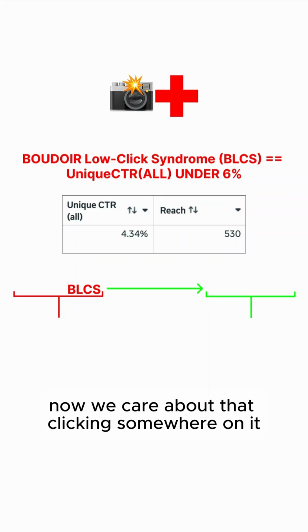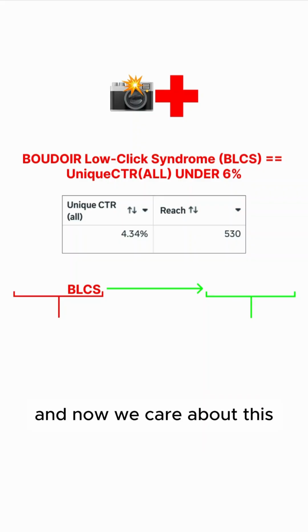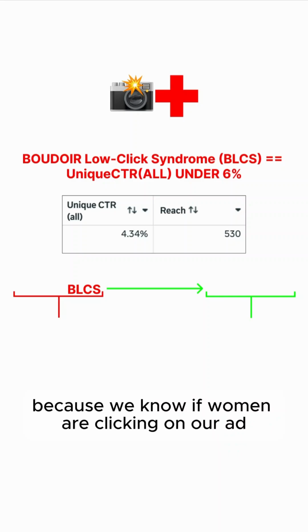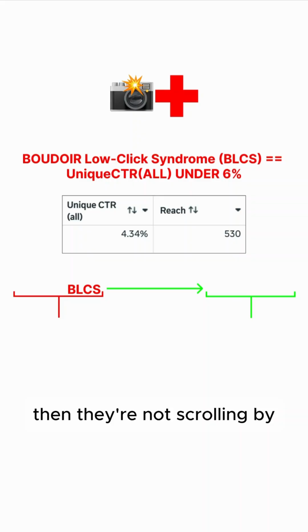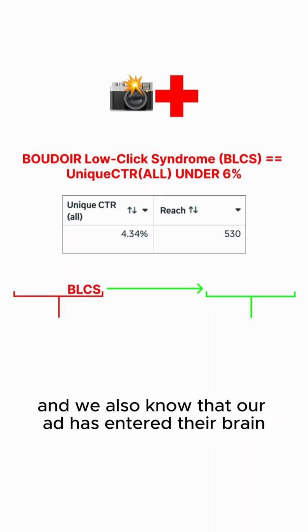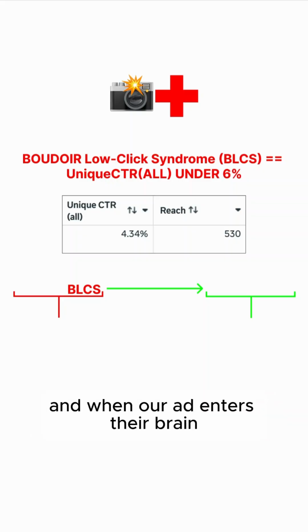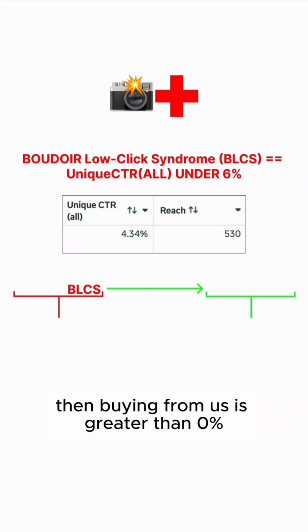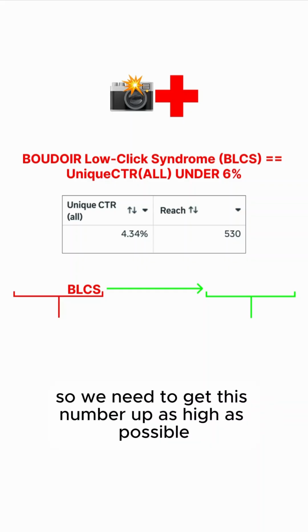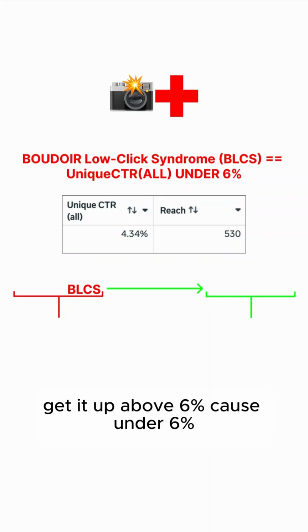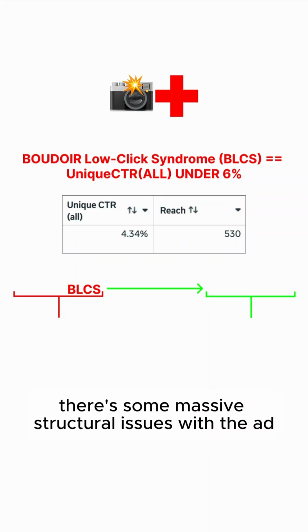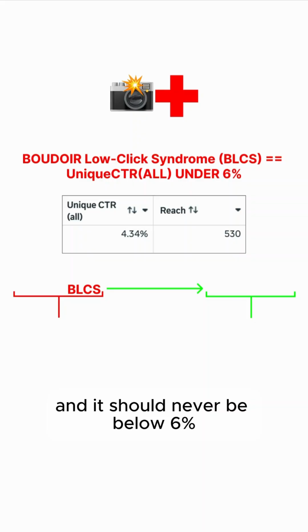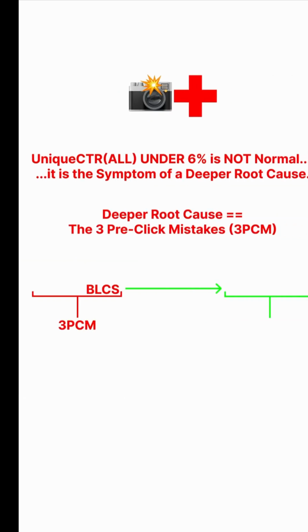And we care about that clicking somewhere on it. Now we care about this because we know if women are clicking on our ad, then they're not scrolling by. And we also know that our ad has entered their brain. And when our ad enters their brain, that is the only chance that them buying from us is greater than 0%. So we need to get this number up as high as possible. Obviously, get it up above 6%, because under 6%, there's some massive structural issues with the ad. And it should never be below 6%. 6% is like the bare minimum.